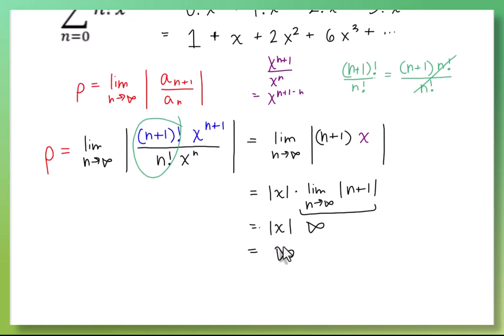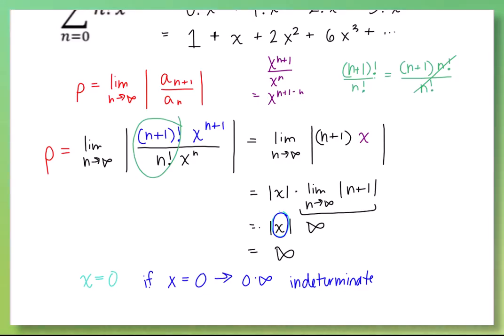However, we do want to think about what is going on right here at x. The only value that could possibly create an issue would be x equals 0. If x equals 0, we would end up with 0 times infinity, and that is an indeterminate form. All other values of x, 1 times infinity, 2 times infinity, negative 3 times infinity, would all give me infinite values. But when I plug in x equals 0, I get an indeterminate form.